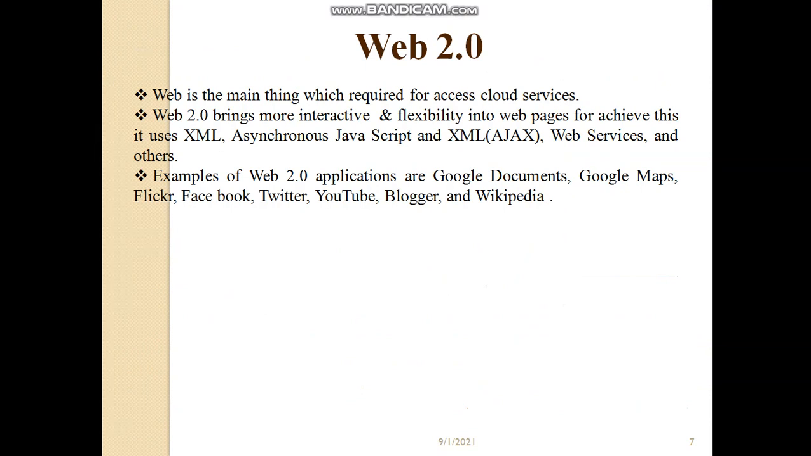The next is web 2.0. To create flexible, interactive, attractive web pages, we all use JavaScript and Ajax. With the help of that you can create very interactive web pages. This is nothing but web 2.0. Examples of that are YouTube, Google Docs, Google Maps, Twitter, Facebook, and so on. We know the GUI of Facebook and YouTube is very attractive.